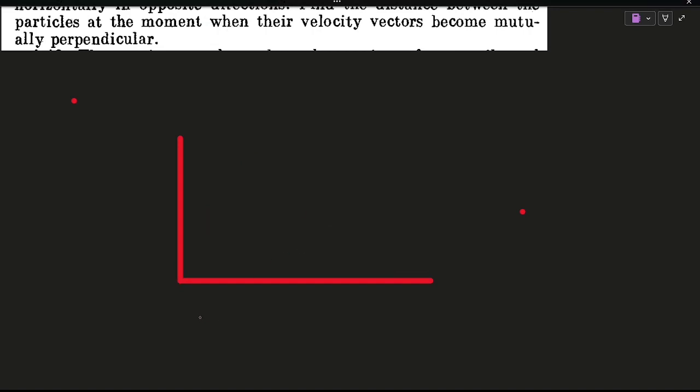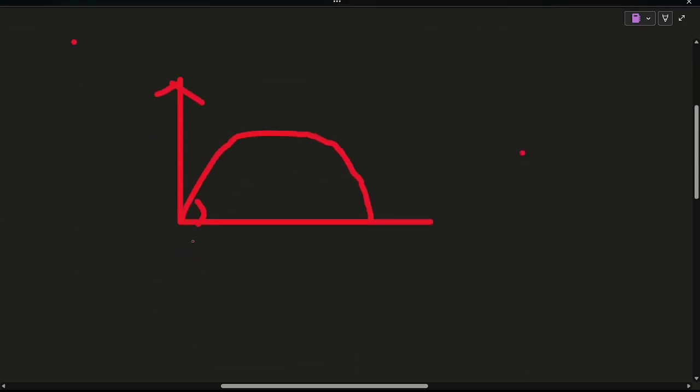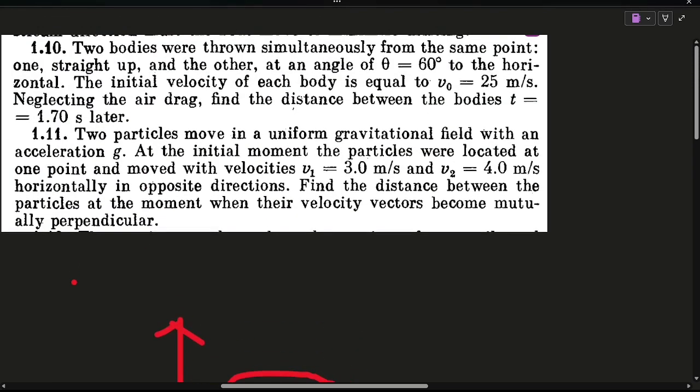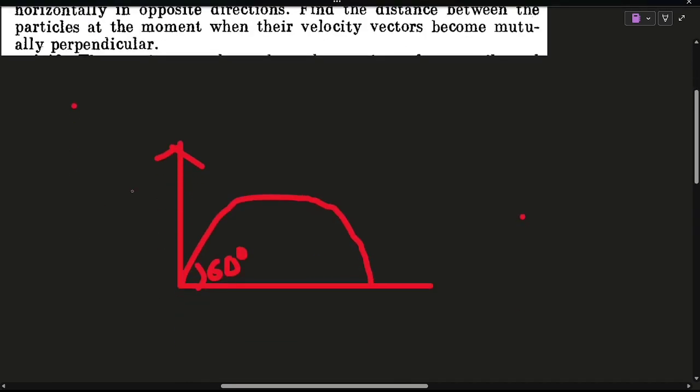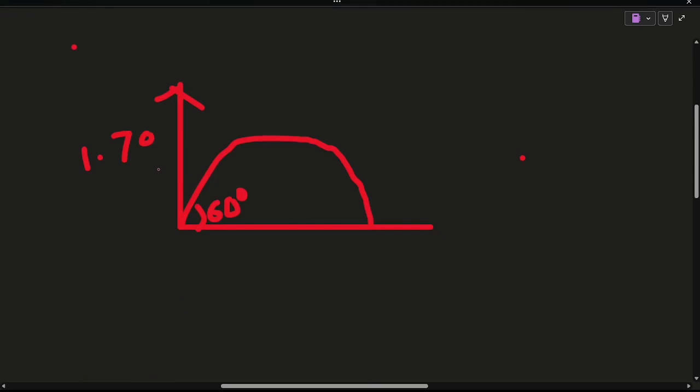First, that will be there. Okay, what angle? 60 degree. It will be 60 degree. And it is said that the other one is straight up. Okay, time 1.70 for each. At one time we see that it will be there. Okay, try another color. It will be there.